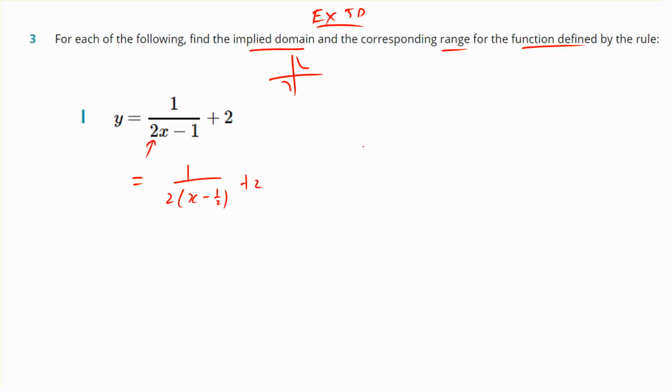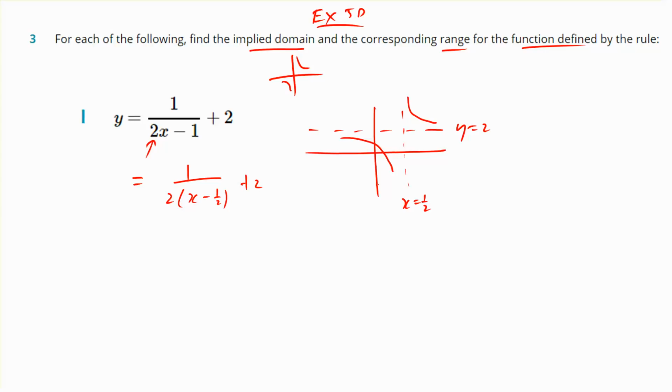Now when I draw the graph, I know that the asymptote will be at x equals negative a half, because the graph has shifted half a unit left and 2 units up. So it's going to look like that. I draw the graph and it's going to look roughly like this. It may not be completely correct, but we're just finding domain and range, so it doesn't matter.